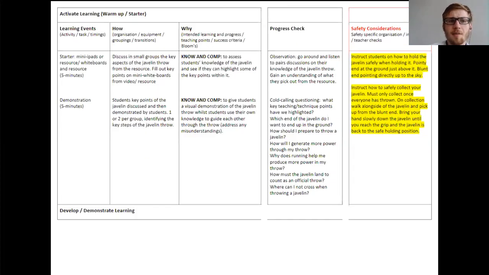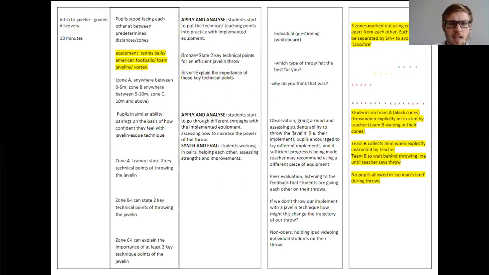By using pupils' ability to verbally describe the javelin throw, this then gave me the opportunity to put pupils into groups. And by being able to do so just on pupils' ability to describe it, that also meant that pupils who are more likely to know the technical points are probably going to be more likely to be able to demonstrate them, or at least you'd hope so anyway.